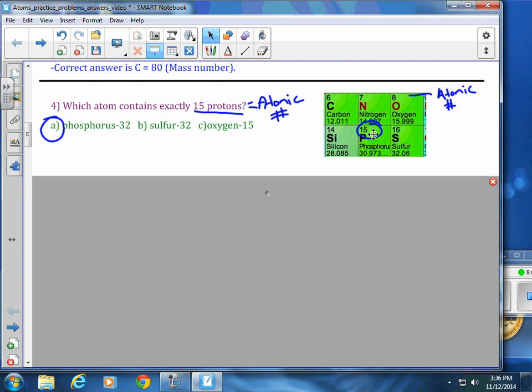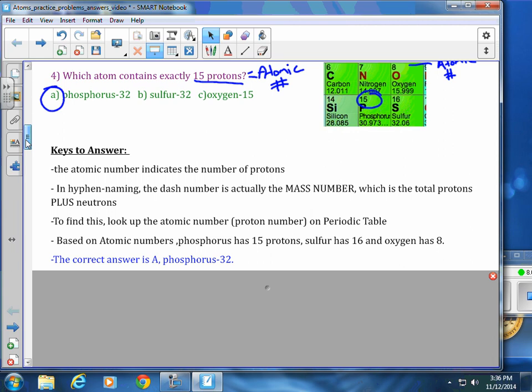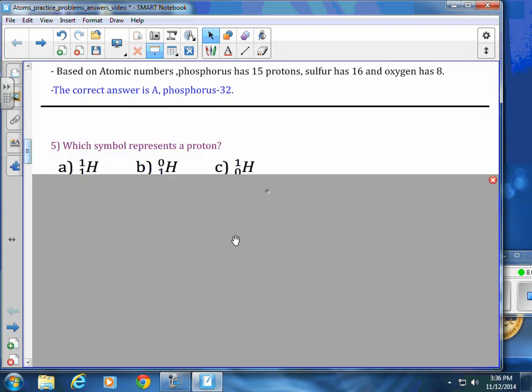Go on your periodic table, look up the atomic number. Atomic number is 15. All right, so in order to answer this question, here's what I just said in summary form. All right, moving along.